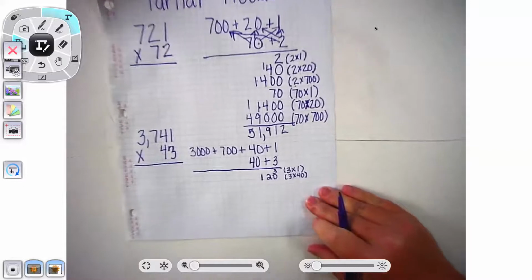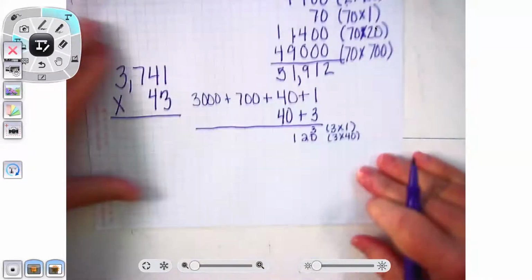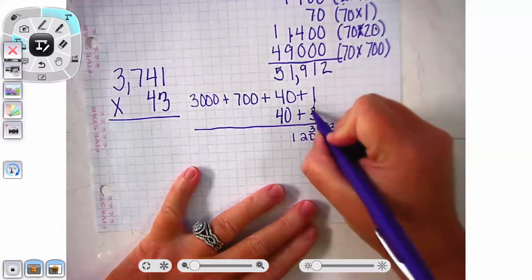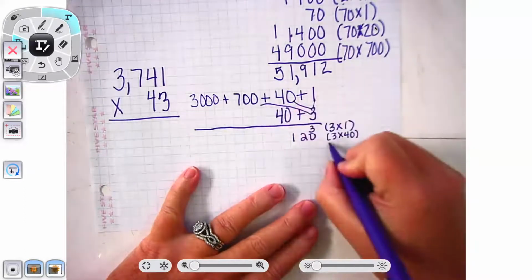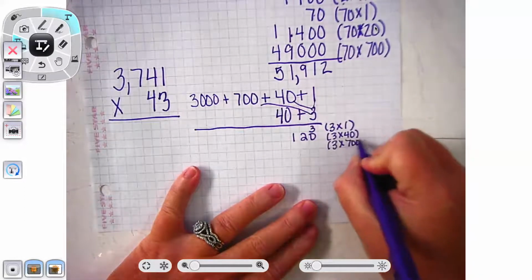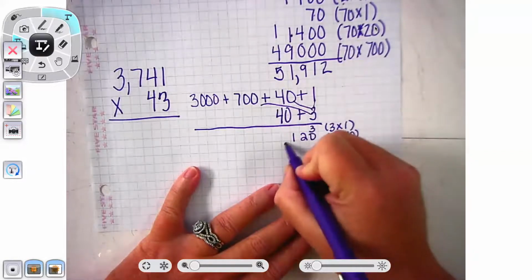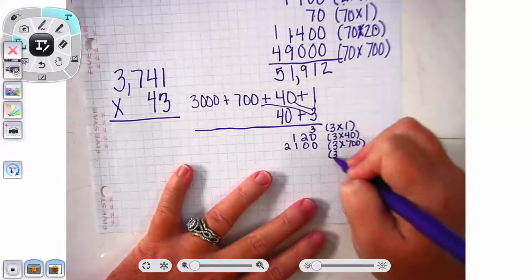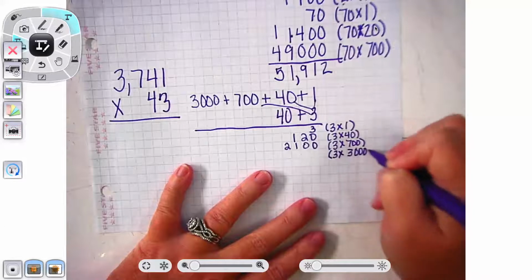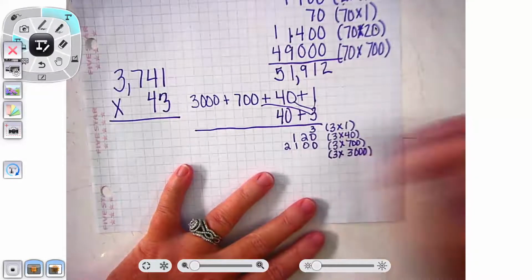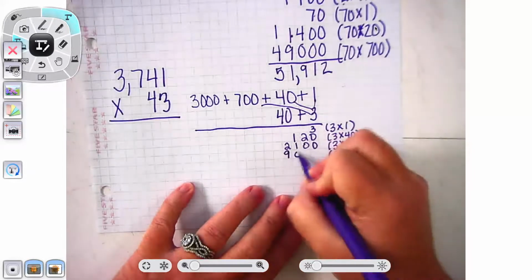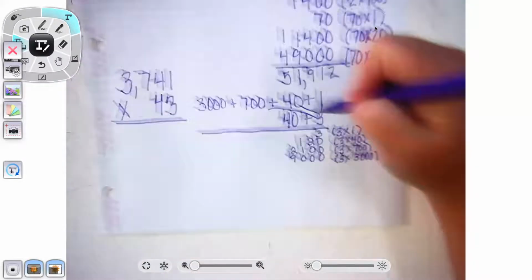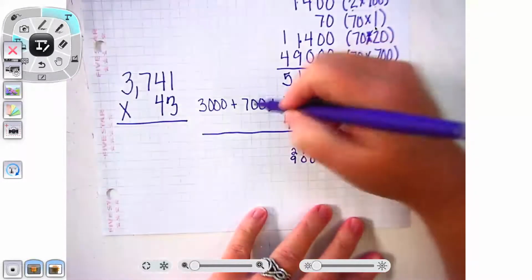Let me zoom in a little bit so you can see better. Okay, then I've taken it times the ones place, the tens place, now I have to take it times the hundreds place. 3 times 700. 3 times 7 is 21, and I have 2 zeros. Okay, then I have to take 3 times the thousands place, which is 3,000. So 3 times 3 is 9, and I've got 3 zeros left over. Okay, so now I've multiplied by the ones, the tens, the hundreds, the thousands.